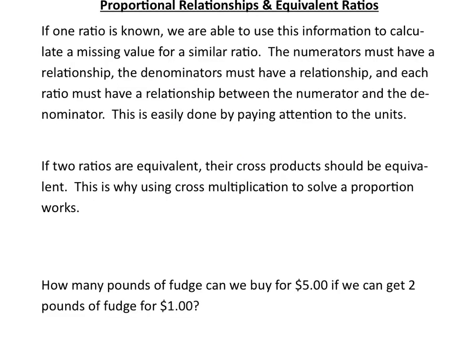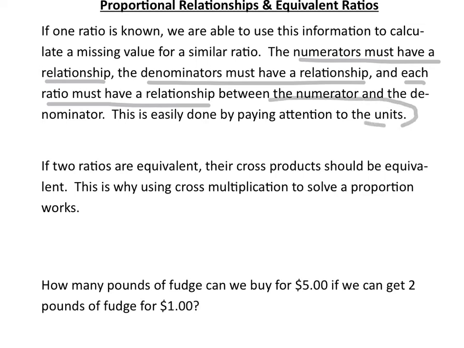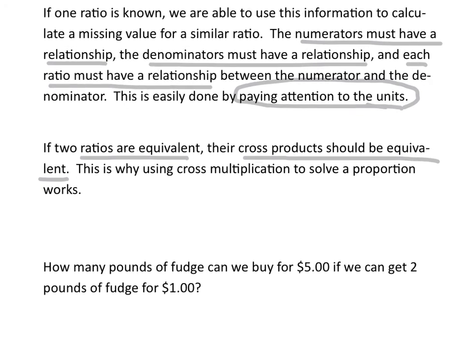So now, if one ratio is known, the way we knew that 2 pounds of fudge costs $1, we're able to use this to calculate a missing value in a similar ratio. The thing you need to remember is the numerators must have a relationship and the denominators must have a relationship, and then each ratio must have a relationship. The easiest way to do this is to pay attention to the units. So, if 2 ratios are equivalent, the cross products should be equivalent. And this is why you do cross multiplication when you solve a proportion, and that's why it works.